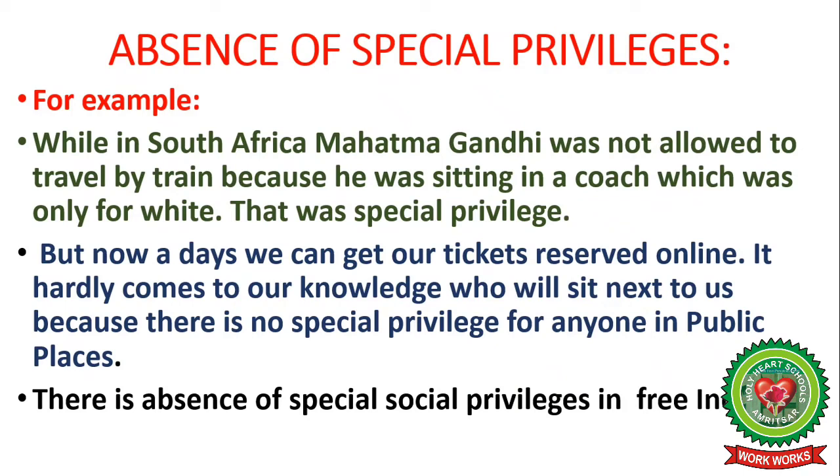First condition is absence of special privileges. I will clear it through an example. While in South Africa, Mahatma Gandhi was not allowed to travel by train. You know why? Because he was sitting in a coach which was only for whites. White here means British. That was a special privilege that was only for whites, not for blacks. Blacks were Indians and South Africans.